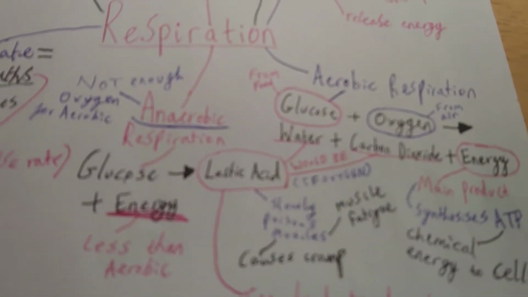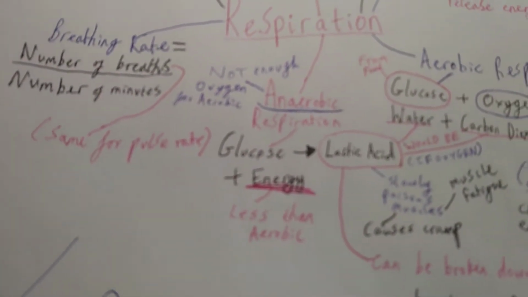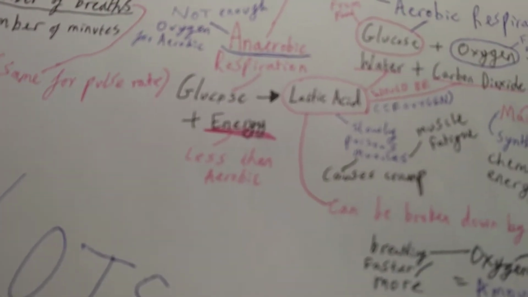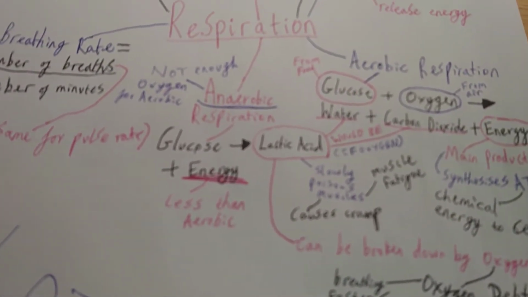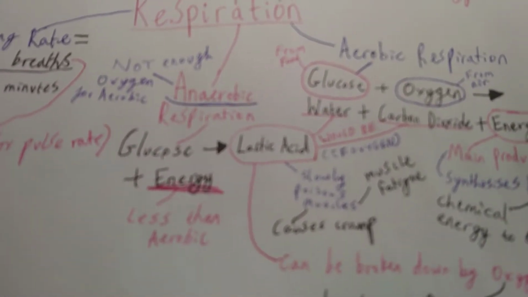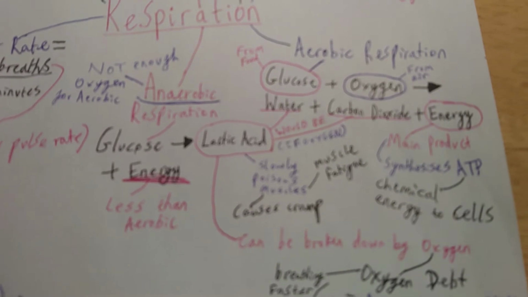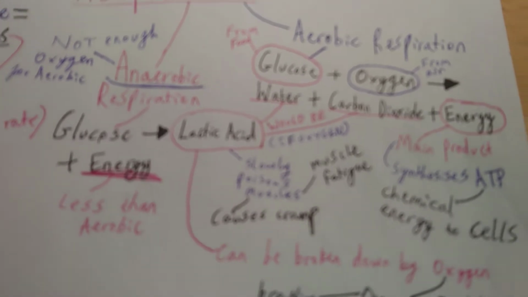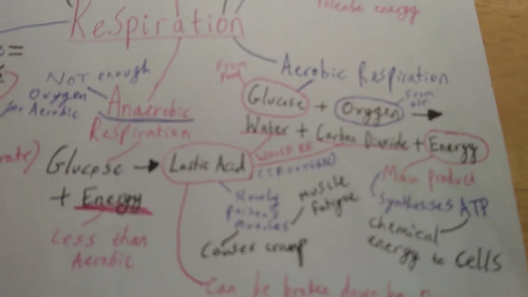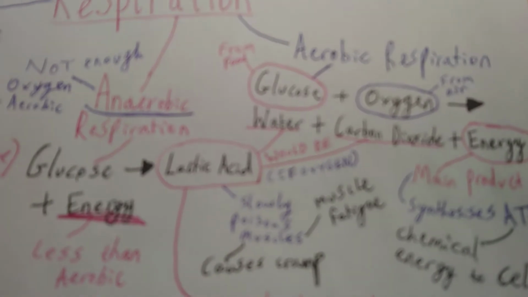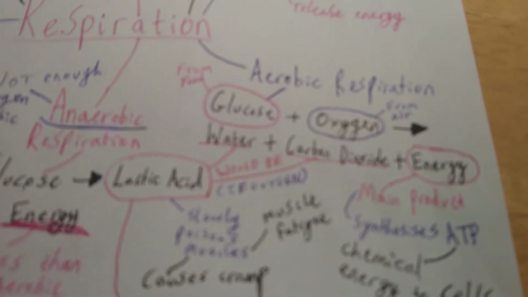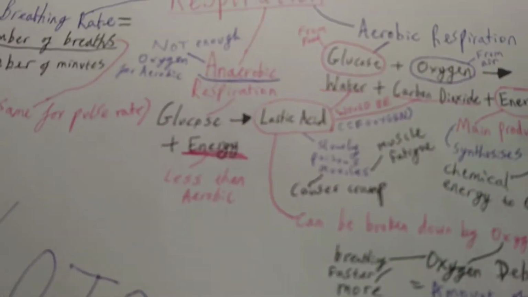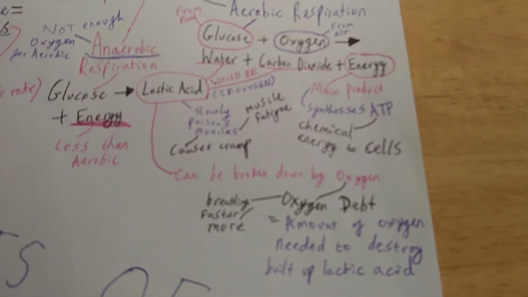However, if there is no oxygen, anaerobic respiration takes place, which is where glucose turns itself into lactic acid plus energy. However, this is a lot less energy than aerobic respiration creates, and lactic acid is bad, as it slowly poisons muscles, causes cramp and muscle fatigue. So if there was oxygen, then lactic acid would be split up into water and carbon dioxide. However, there is no oxygen, and this leads to a thing called the oxygen debt.